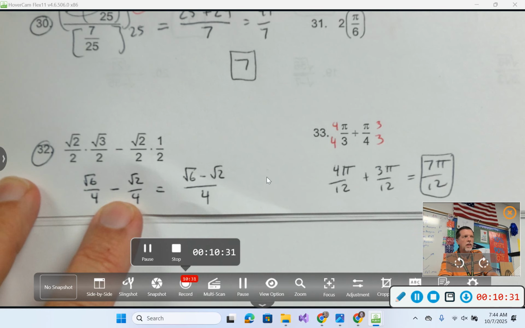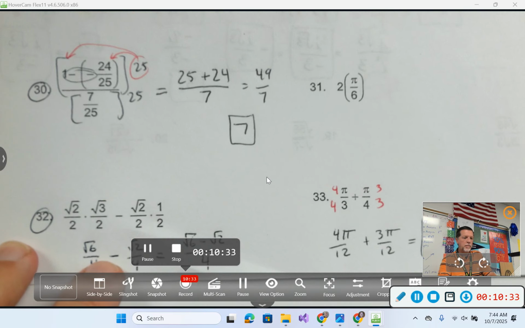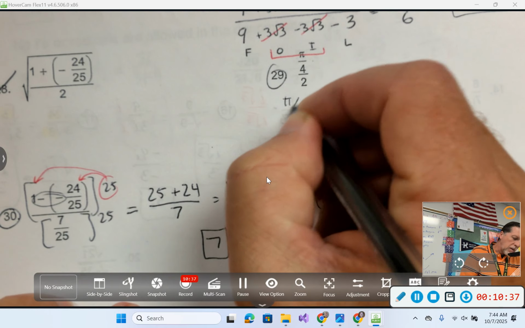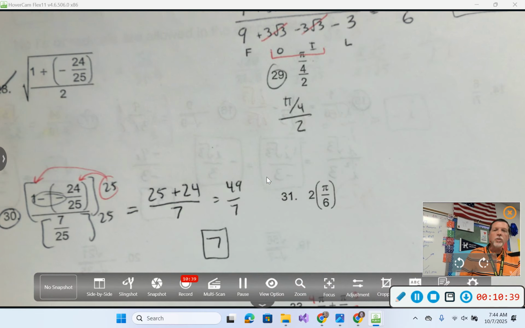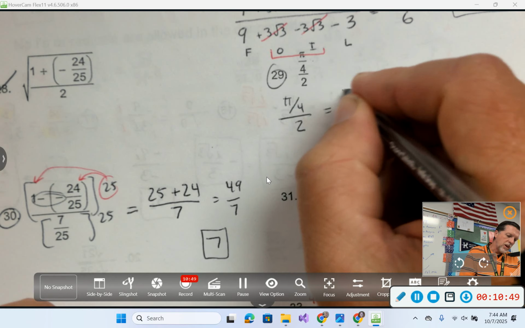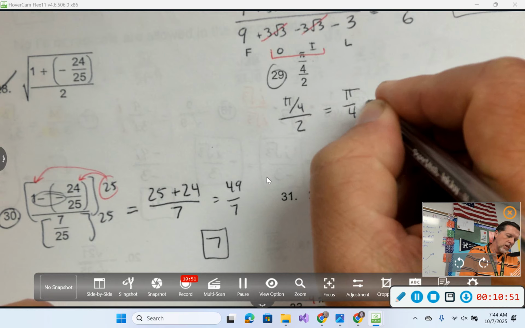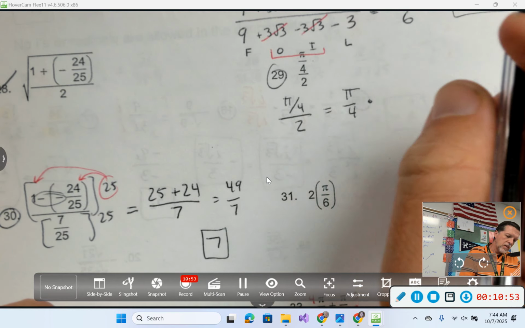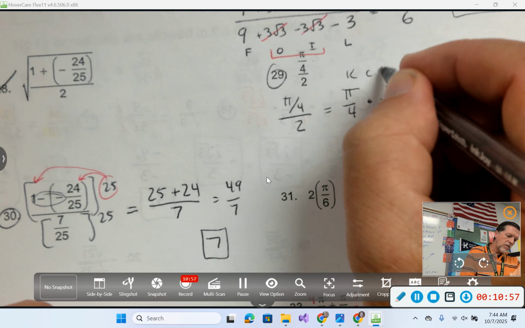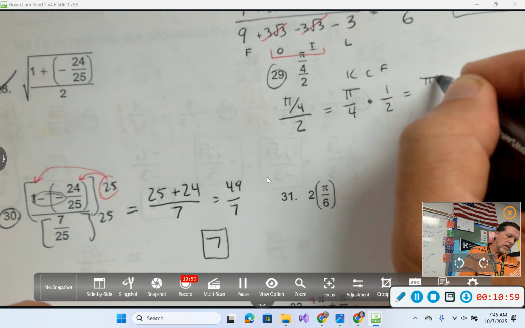What is 29? Well, I kind of marked over that. That's pi over 4 divided by 2. So, let's see. I would just keep change flip on that. Pi over 4 times 1 over 2. Keep it, change it, flip it. So that's pi over 8.